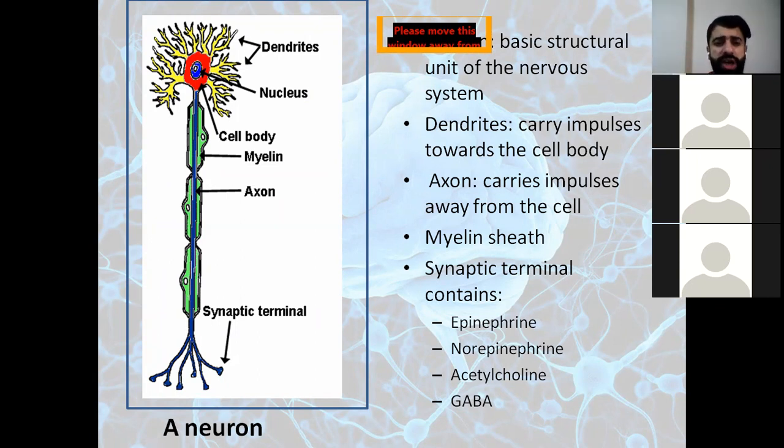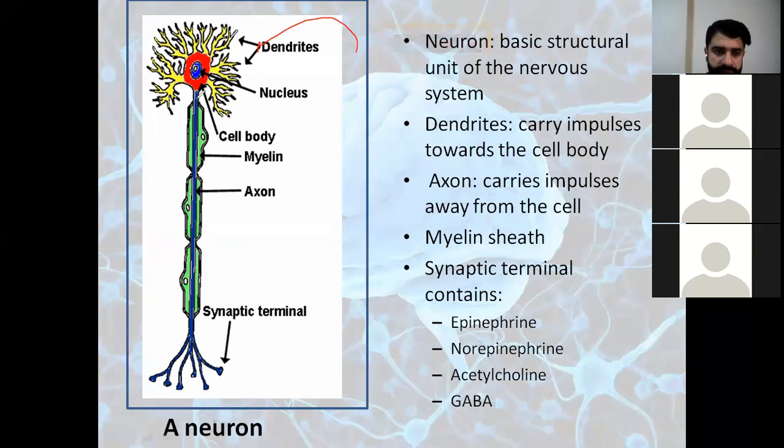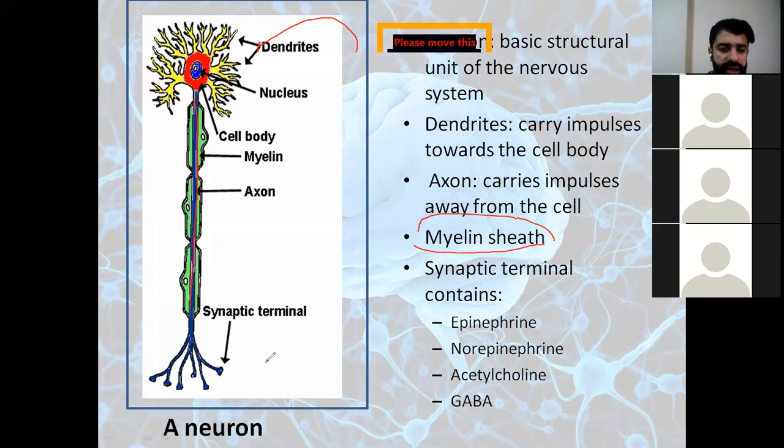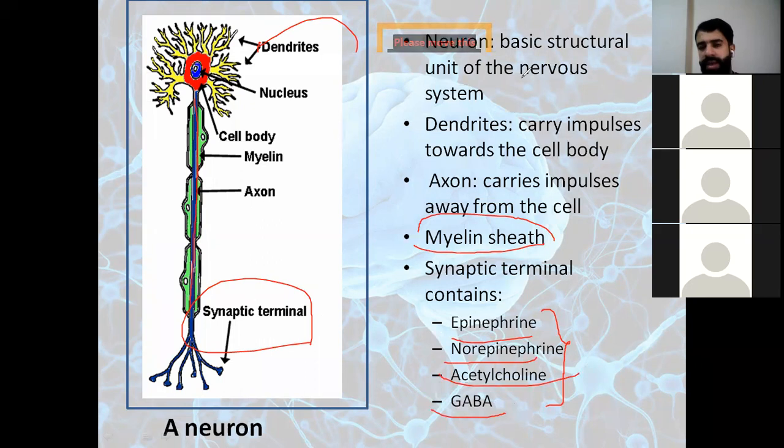Dendrites, what do they do? These are the dendrites. They carry the nervous messages, or impulses, toward the cell body. The axon carries them away from the cell body. So this is the axon, the one in blue, carrying impulses away from the cell body. The myelin sheath, we're going to talk about it. What is the function of the myelin? The synaptic terminal, or terminal arborization, or terminal buds or knobs, contain neurotransmitters. We're going to talk about them later: epinephrine, norepinephrine, acetylcholine, or GABA.